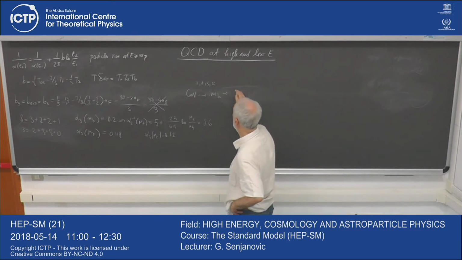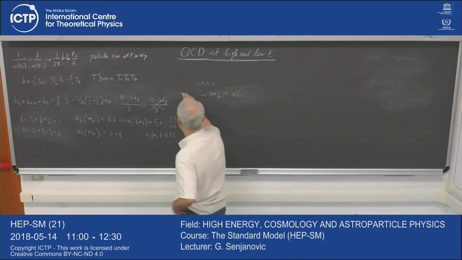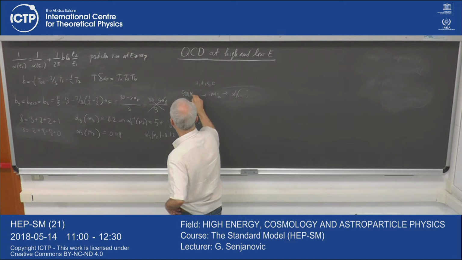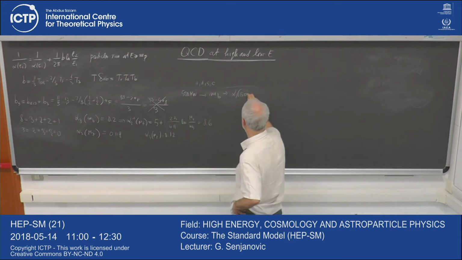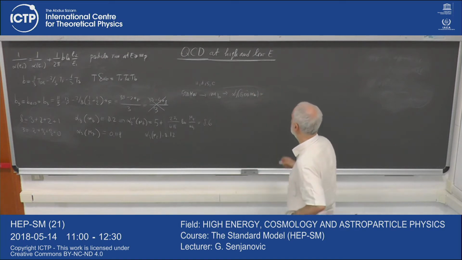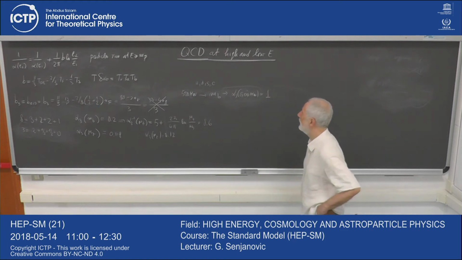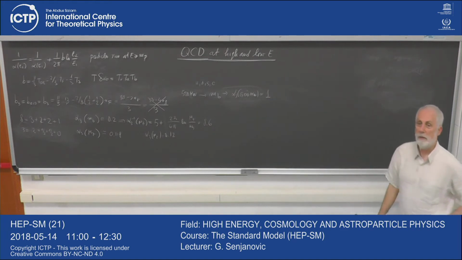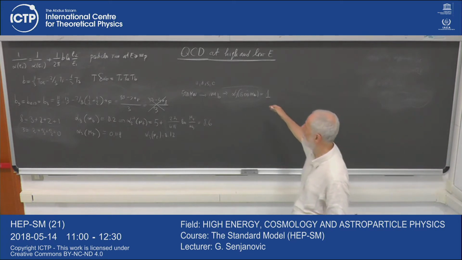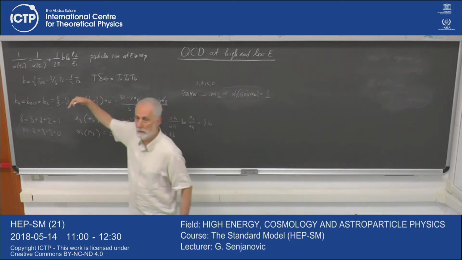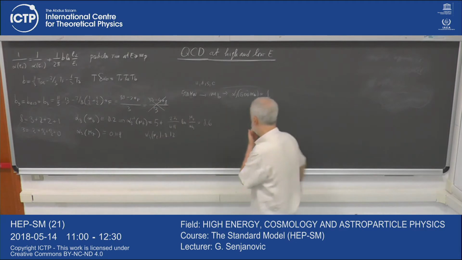And you can do the same running. You find that alpha 3 of GV, let's do something like this, 500 MeV. You find that alpha 3 at 500 MeV is 1. Coupling is becoming strong. It's going to be bigger, right? When I'm going to lower energy.